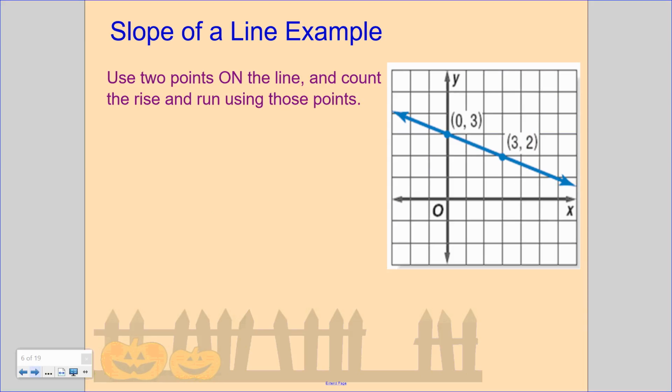Why don't you try this one on your own? So pause the video, calculate the slope. When you click play, we'll check our work together.